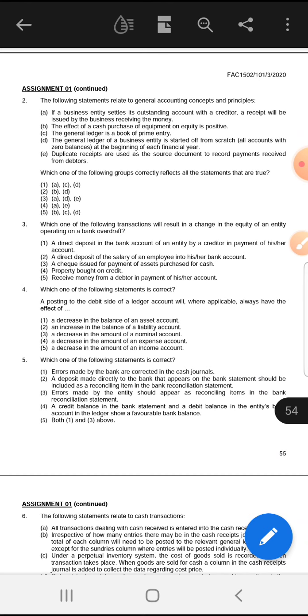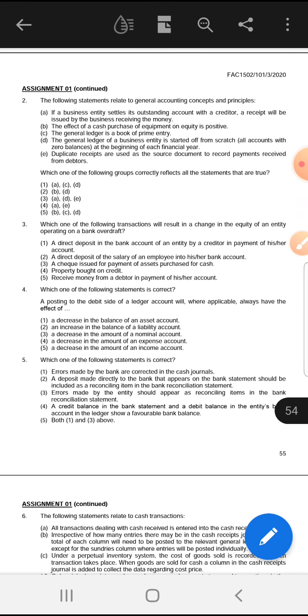And then for question 2, we're given statements related to general accounting concepts and principles. Which one of the following groups correctly reflects all the statements that are true? Okay guys, the correct answer here will be number 4.